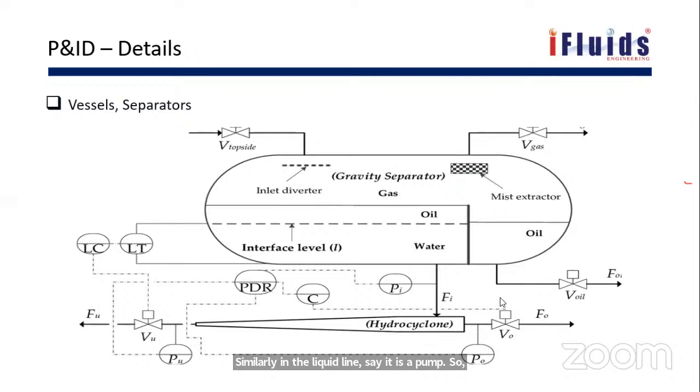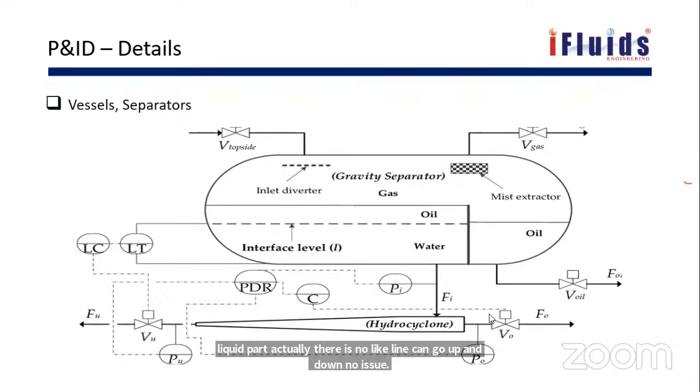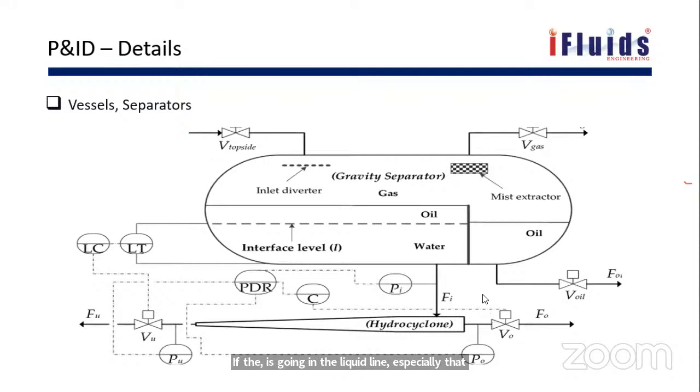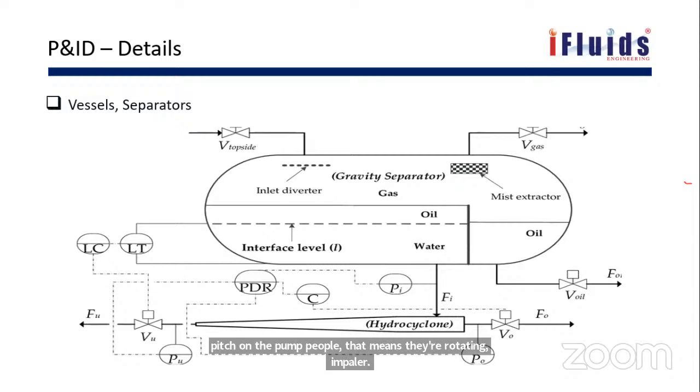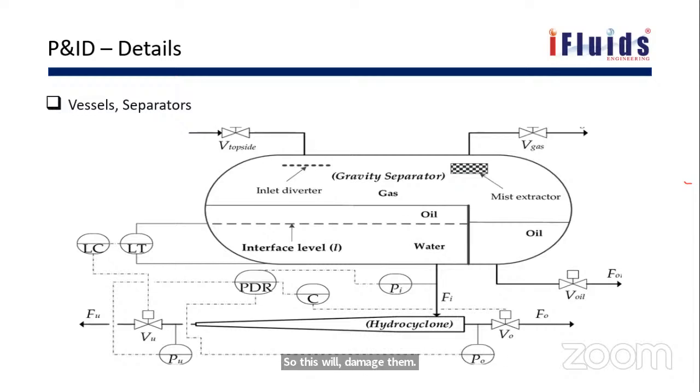If vapor is going in the liquid line, especially for a pump case, then that will create cavitation. That vapor pocket will suddenly impinge on the pump impeller, that means the rotating impeller. So this will damage the impeller. The damage means that we need to change the pump or the impeller. There will be production loss, and for the impeller you should have a spare.